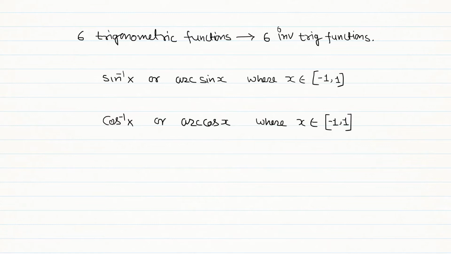So as we are aware, for the 6 trigonometric functions, we have 6 inverse trigonometric functions as well. These functions are written as sine inverse x, or arc sine x, where x belongs to minus 1 to 1. It's a closed interval, so x belongs to minus 1 to 1, the domain. Similarly, cos inverse x can be written as arc cos x, where again x belongs to minus 1 to 1, and so on. Similarly, we have tan inverse x, sec inverse x, cot inverse x, and cosec inverse x also.